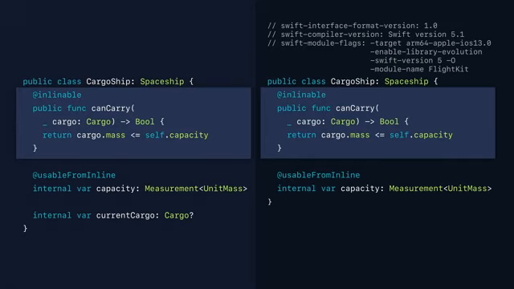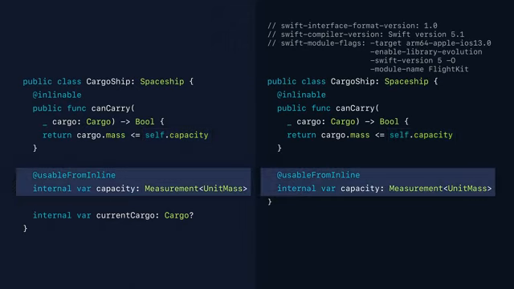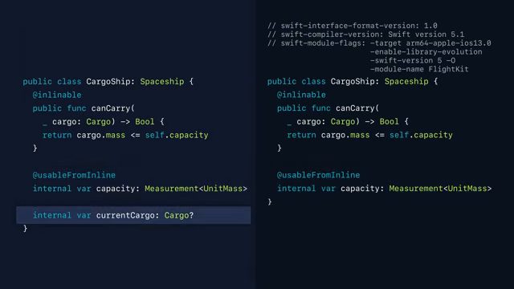If you're reading very quickly, you'll also see that this method references an internal property of the cargo ship class. And that's possible because I've marked that property as usable from inline. This lets you get the best of both worlds. The property is available as part of your framework's public interface, but it's only available to the inlineable code. It's still protected from being arbitrarily read or written by outside clients. So it's still internal, but usable from inline. And it's important to note that this is a per declaration decision. The current cargo property here that's also internal is not included in the module interface.